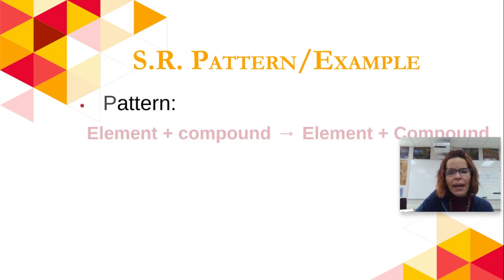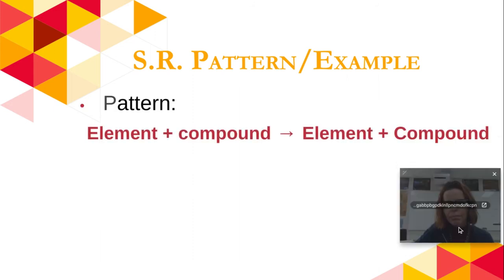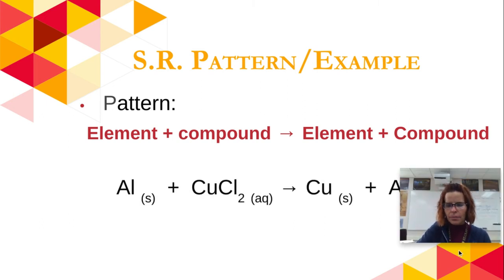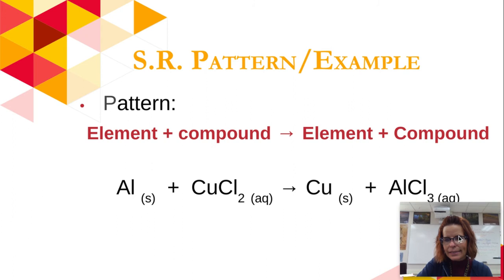All right, so here's our pattern and example. The pattern here is you have an element plus a compound makes a new element with that compound. So take a look at it carefully. Notice that in this reaction, we have aluminum all by itself, and then we have a compound. When the reaction occurs, the aluminum and the compound swap places.